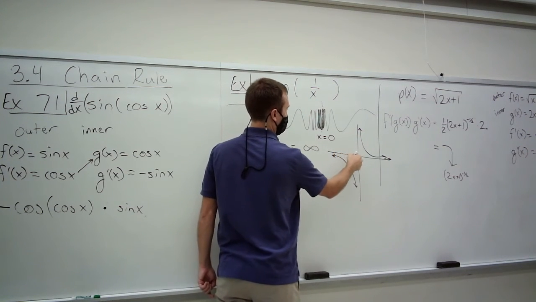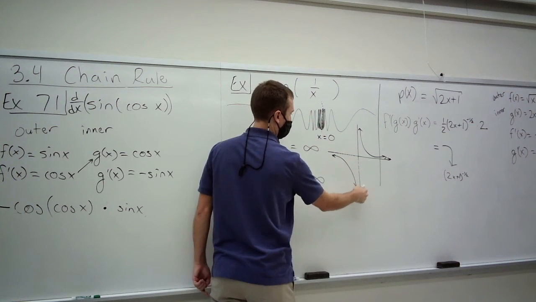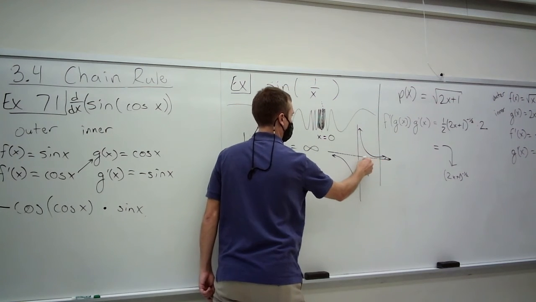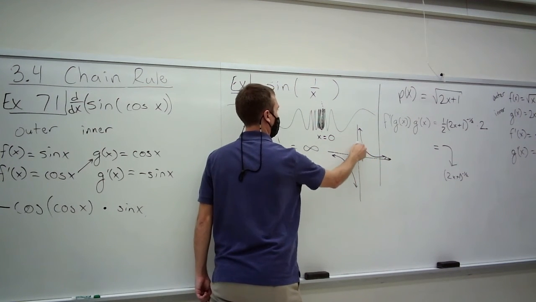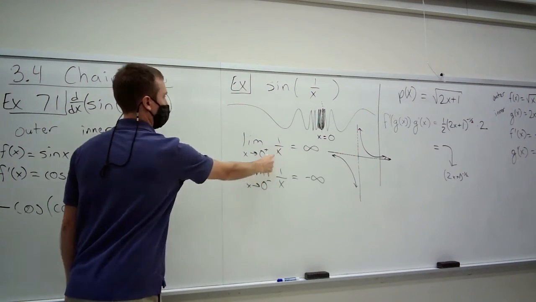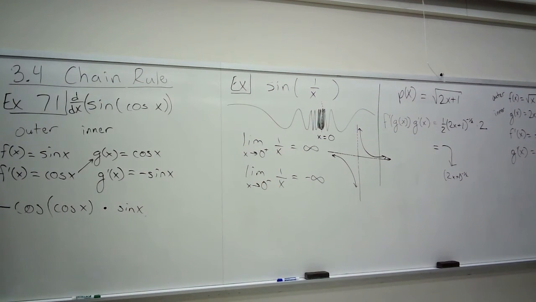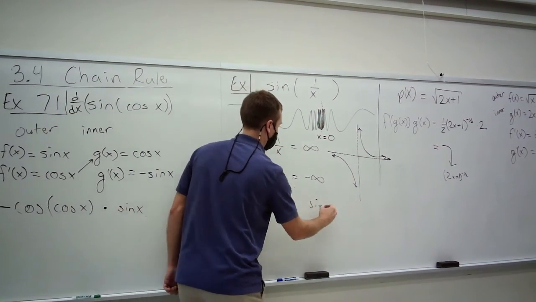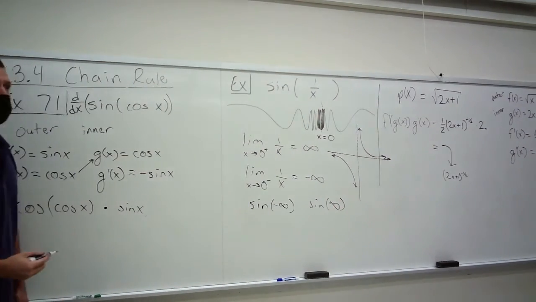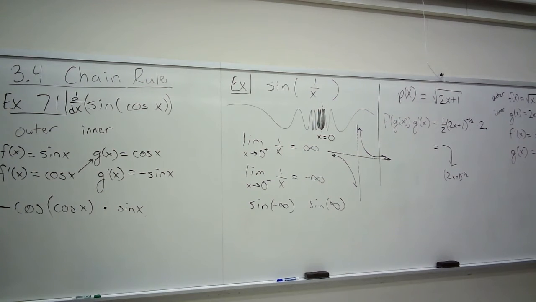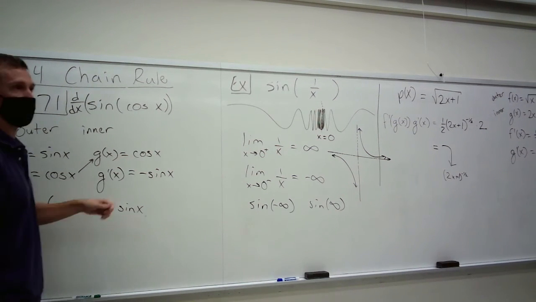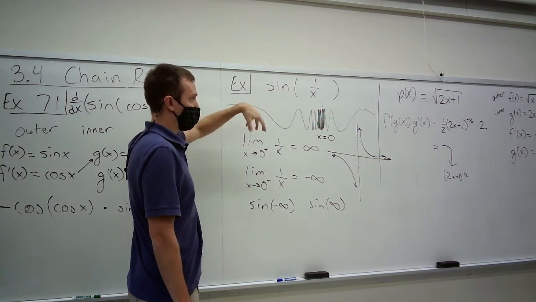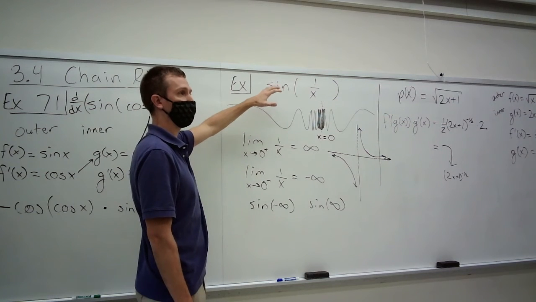As we plug in the numbers from the left, closer and closer to zero, this thing goes further and further down. That's this one. Plug in numbers from the right, closer and closer to zero, and this graph gets taller and taller and taller. That's this one. Tell me, what is sine of negative infinity, sine of positive infinity? I don't know either. Okay, composition doesn't always play nicely, right? Big problems with composition. These are the things you need to worry about sometimes when working through this.